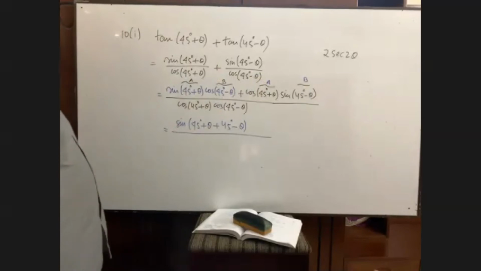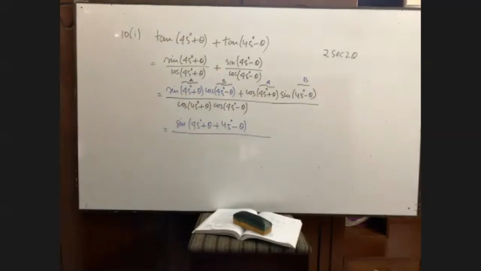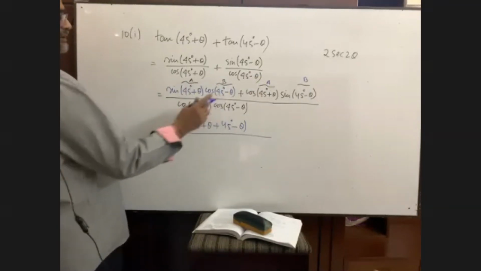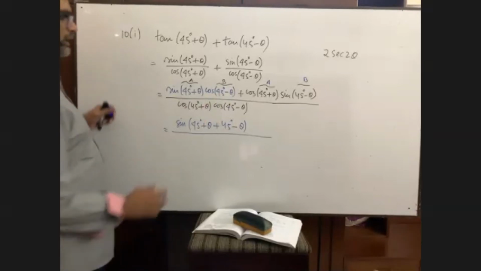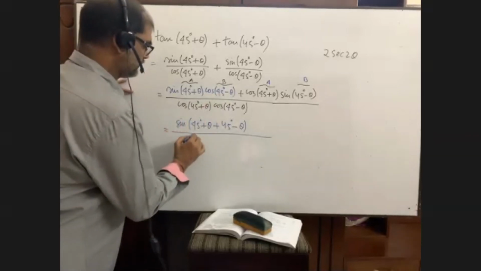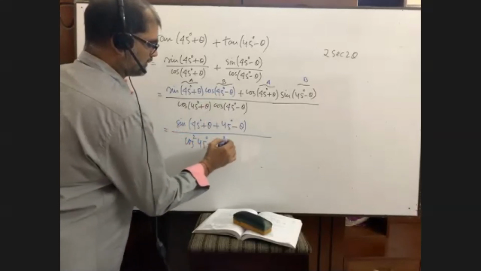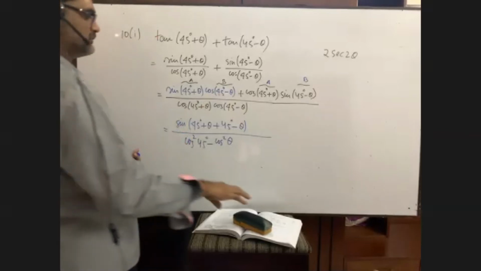Now, can you please remember cos of a plus b into cos of a minus b? Formula number 17, 18. Can you please tell me? Cos of a plus b into cos of a minus b is cos square b minus cos square a. Very good. Okay, what is cos square a? This is cos square a minus this is cos square b. It is formula number 17 or 18, perhaps 18.